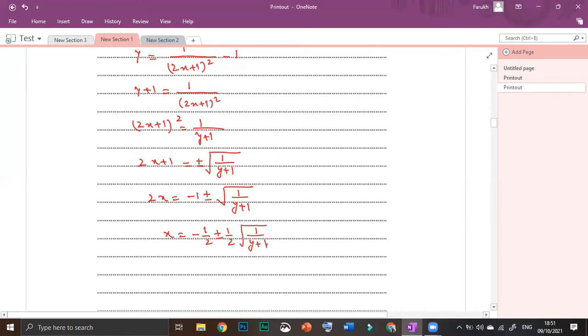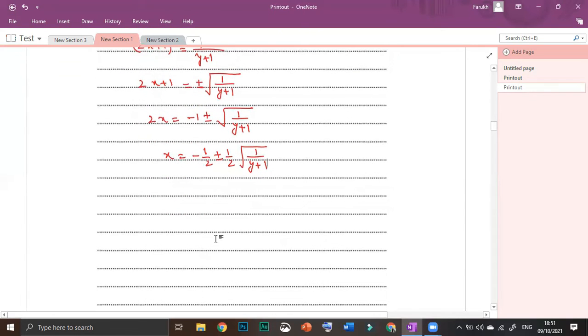Now we will interchange x and y. This one is the main concept of the inverse function, that we will interchange x and y. y is equal to minus 1 over 2 plus minus 1 over 2 under root 1 over x plus 1.